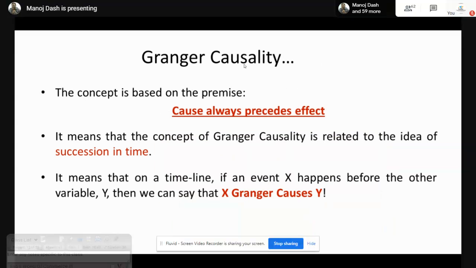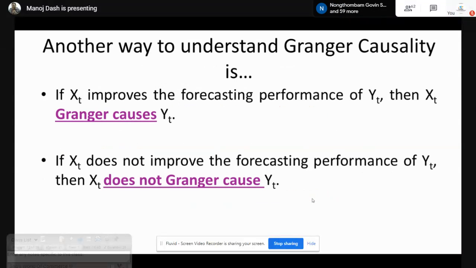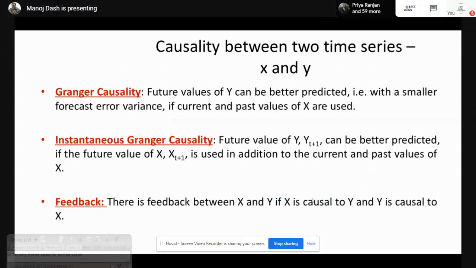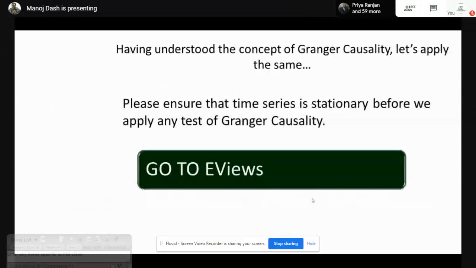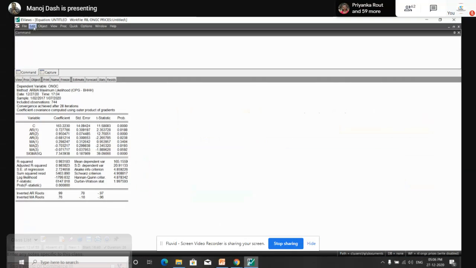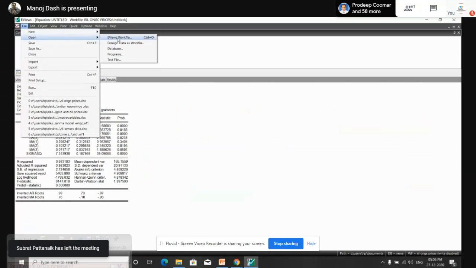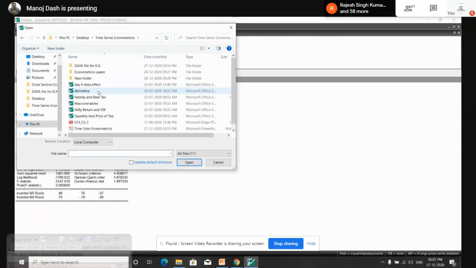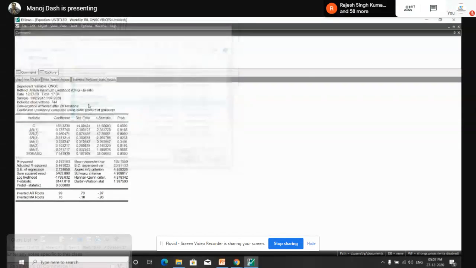So how can I write the concept: it says the cause always precedes the effect. If x and y are two variables, I want to find out if an event x happened before the other variable y. How can you say that x Granger causes y, or x doesn't Granger cause y? Clear? Yes, sir. So let's talk about it. Please go to EViews and open the macroeconomic variable, Econometrics, macroeconomic variable.